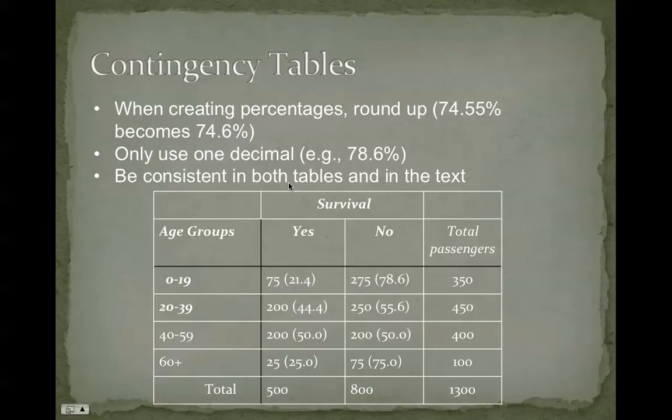And also, when you're describing a table in the text, when you're writing up your report, saying, okay, in table 2 we have this percentage of people who died, make sure that you're using the same decimals in the text as you would in the table.